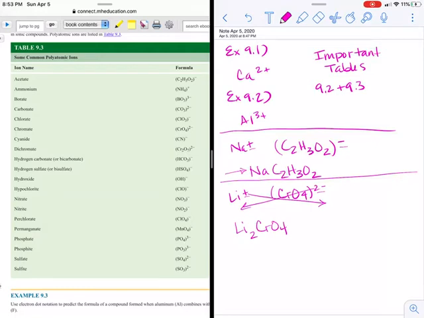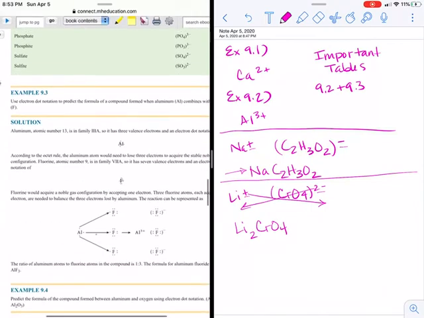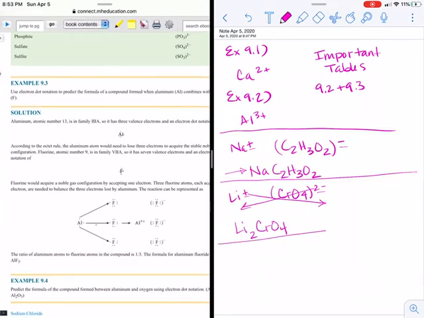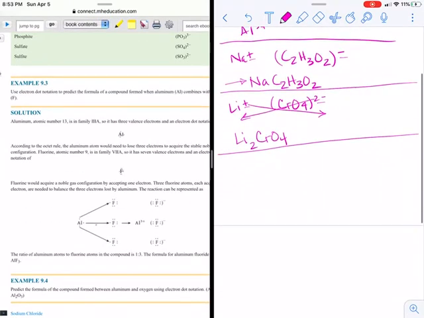So we'll do some more of those actually towards the end of the chapter. I just wanted to kind of show you what's going on with these polyatomic ions. All right, so example 9.3.